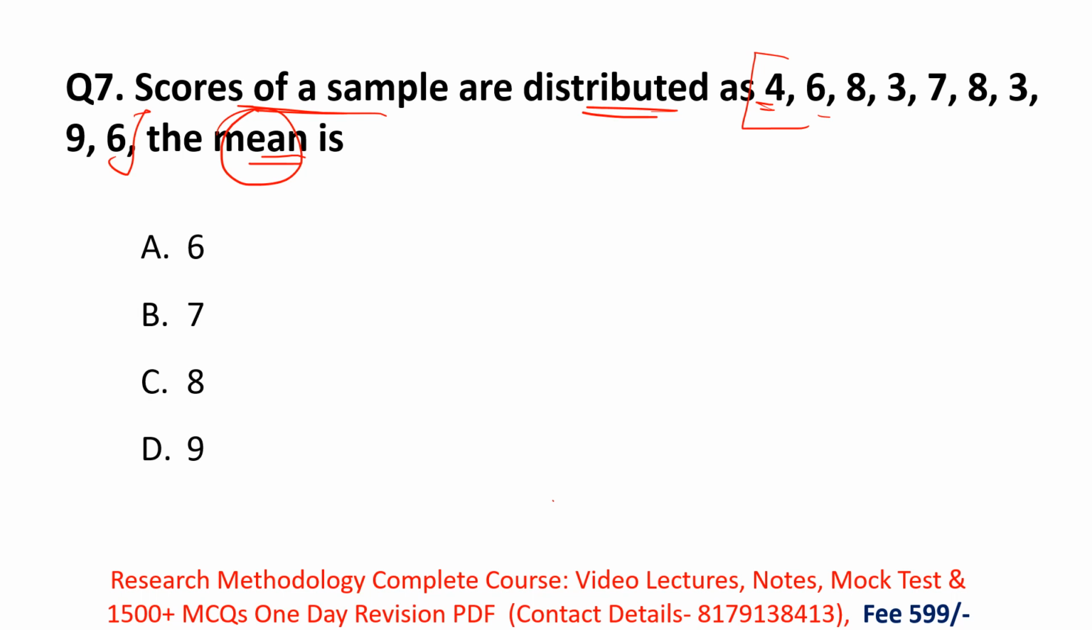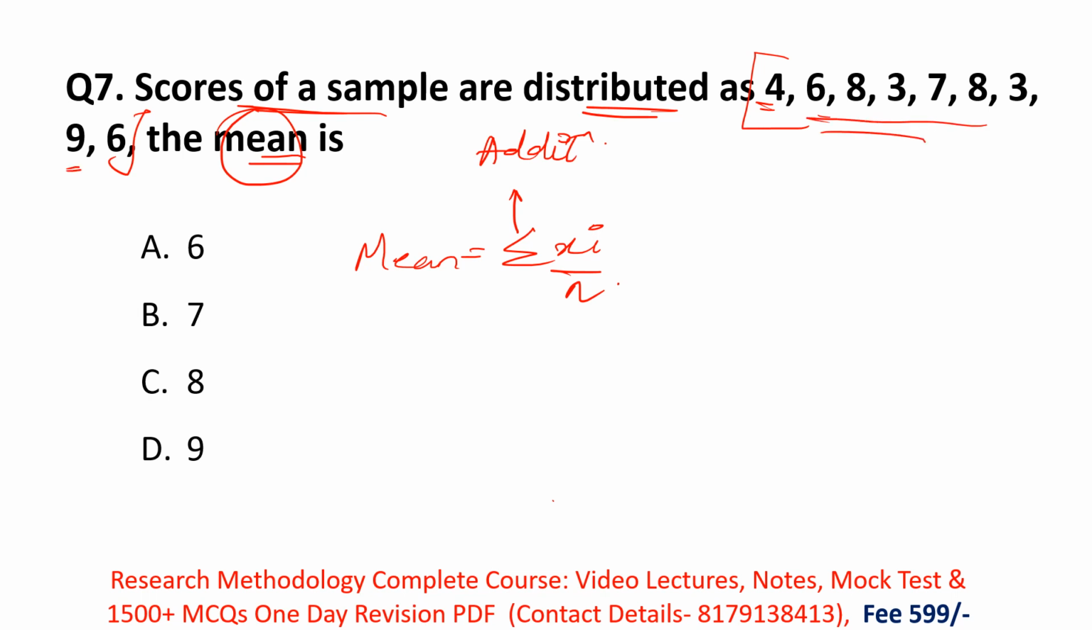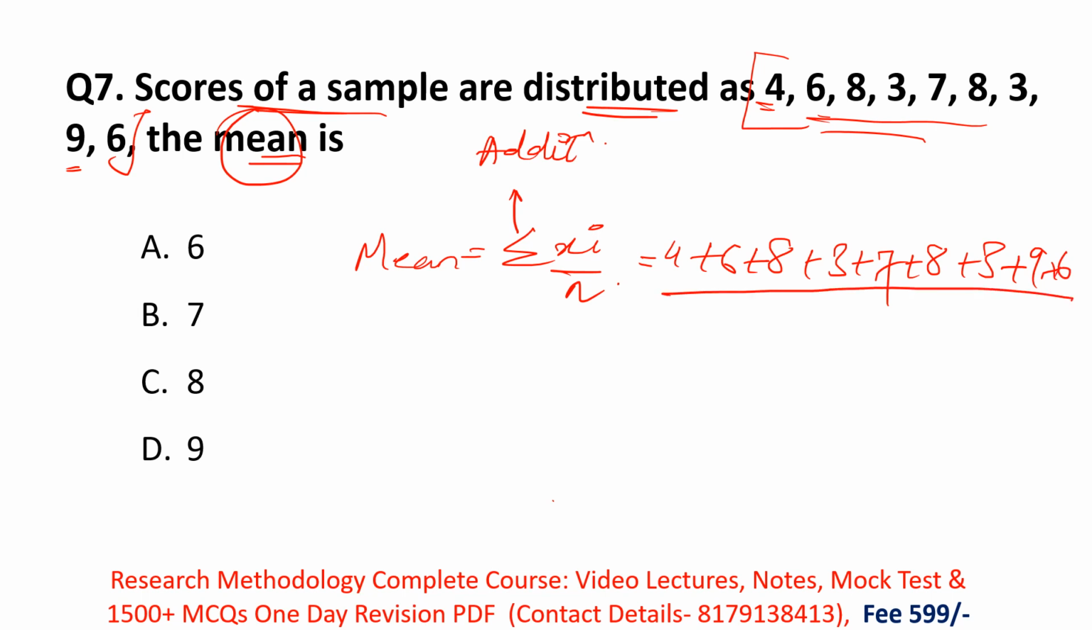So remember, the mean formula is mean equals summation of xi upon n, where summation means addition. You have to add all these terms and divide by n, the number of terms. So summation xi means you have to add all of this: 4 plus 6 plus 8 plus 3 plus 7 plus 8 plus 3 plus 9 plus 6, divided by n, the total terms. Count how many total terms there are: 1, 2, 3, 4, 5, 6, 7, 8 and 9. So here 9 will come.